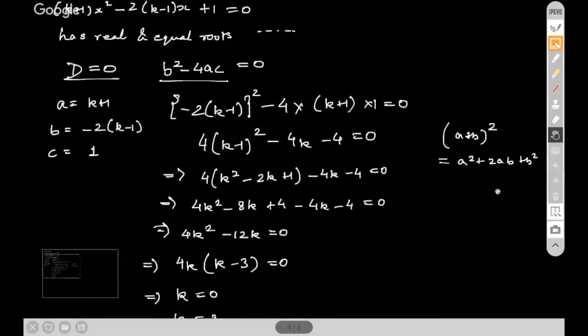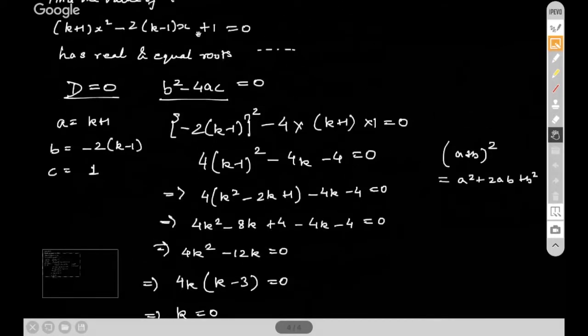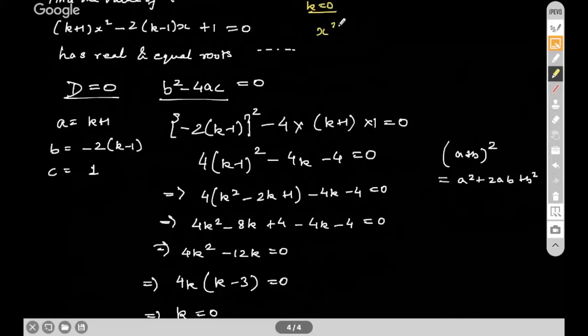So if you put k equals to 0 in this equation, what will you get? This is a check, right? If you put k equal to 0, you will get x square plus twice of x plus 1 equals 0, which is nothing but (x plus 1) whole square equal to 0. That means it has two roots, both are equal. What are the roots? x equals to minus 1 and minus 1, both are equal. So for k equals to 0, it is valid.